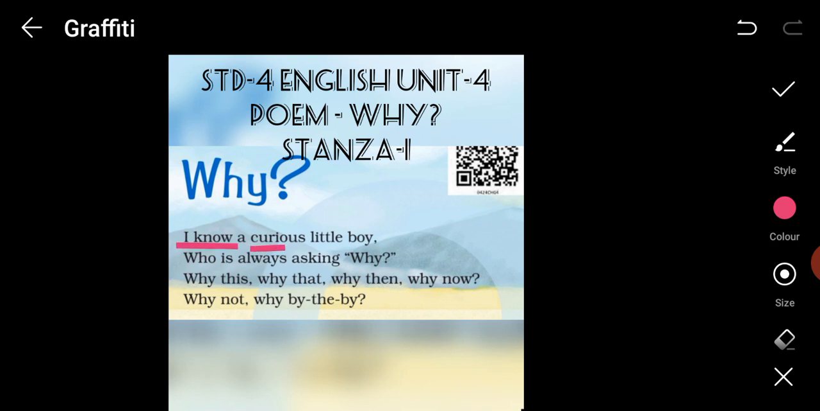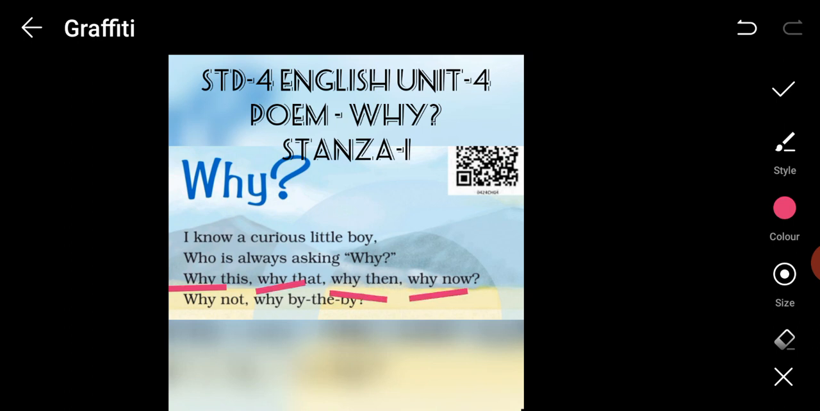I know a curious little boy. Now the meaning of curious is a person who wants to know about things. Now here the person who is curious is a little boy who is always asking why. Why does he ask why? Because he wants to know about things. Why this? Why that? Why then?